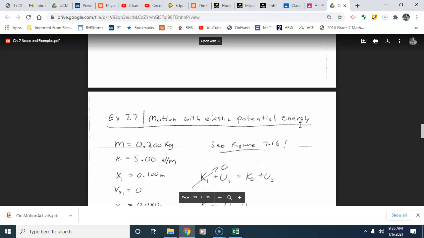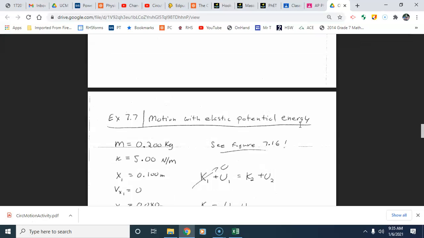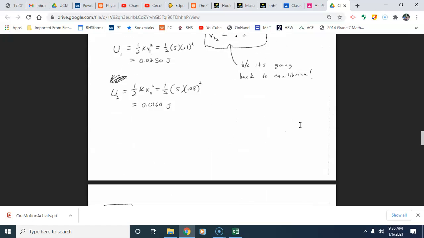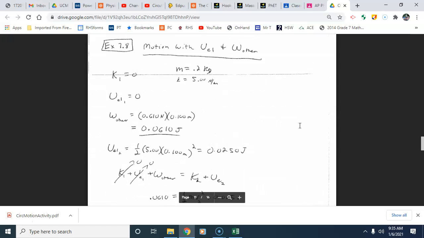That's a pretty basic one, as long as you know the equations. So let's now move on to example 7.8. Basically one where we do have work other involved. Similar setup, but we're going to have friction involved.